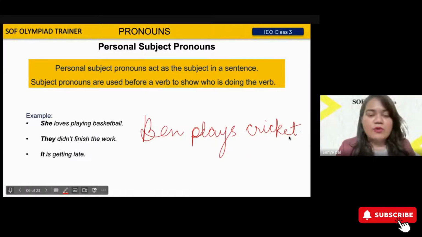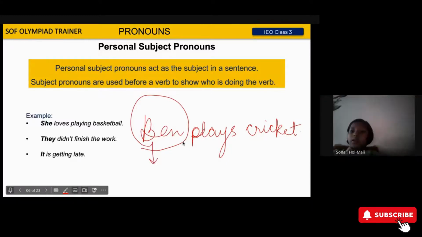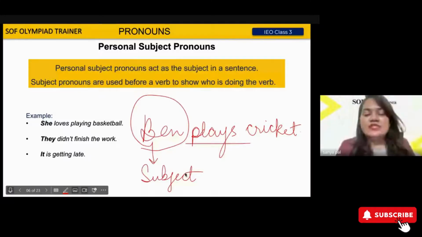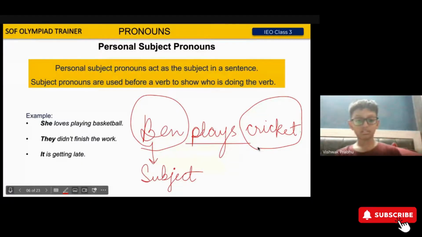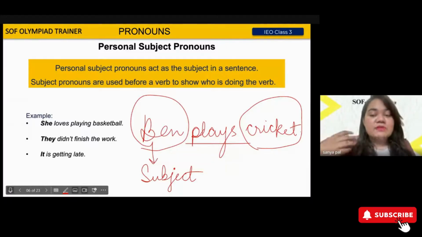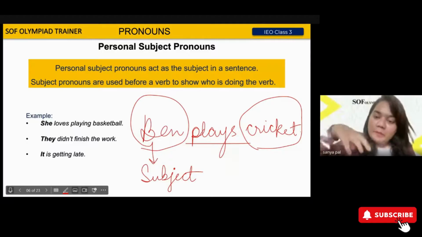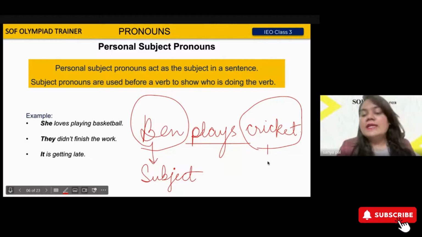So you look at the sentence, Ben plays cricket. Who is the person here who is doing the action of playing cricket? Ben. So Ben is the one who performs the action of playing. So Ben will be the subject. A subject is a noun that does an action, that performs an action. Now, what is Ben playing? Cricket. So cricket is the noun that experiences the action play. What is being played? Cricket. So the action play is acting on cricket. So cricket is called the object. So an object is a noun that experiences an action.